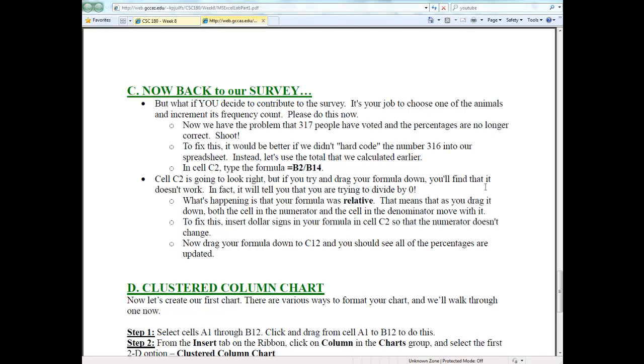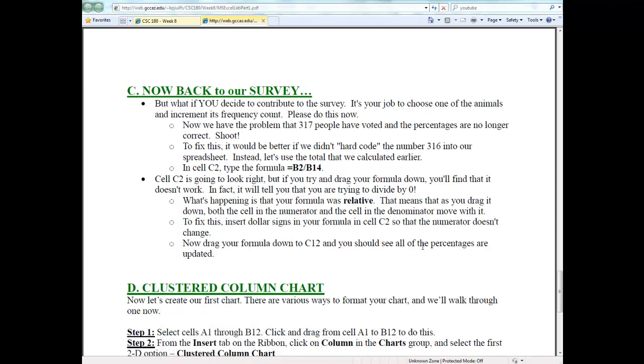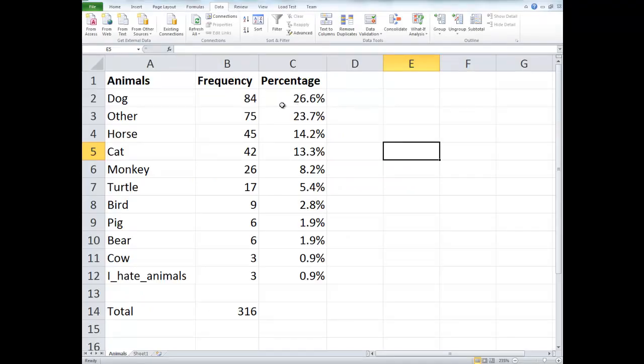So now let's take a look at our survey again. And with the knowledge that we now have on absolute and relative addressing, can we improve this? So at the moment we are hard coding this bottom number 316 in, and the numerator is a relative address to the cell next to it.